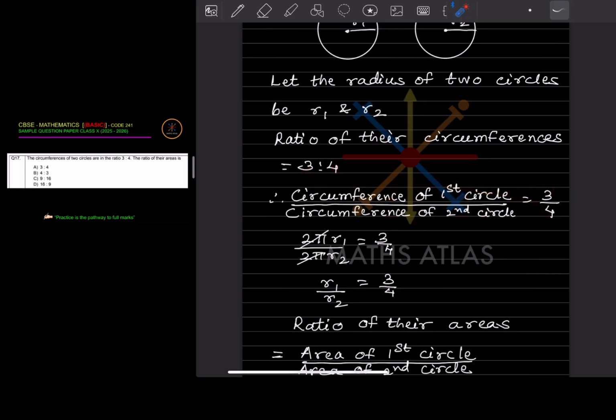Now we know that the formula for the circumference of a circle is 2 pi r. For the first we have considered r1. So we can write 2 pi r1 divided by 2 pi r2 is 3/4. So this and this get cancelled out. So r1 by r2 is 3/4.